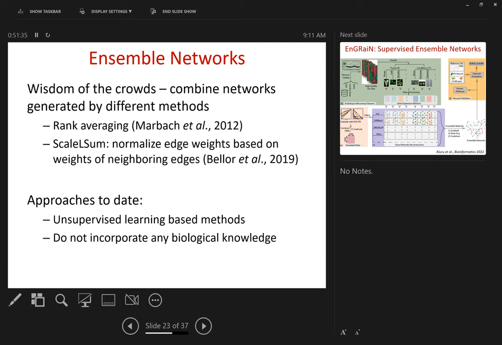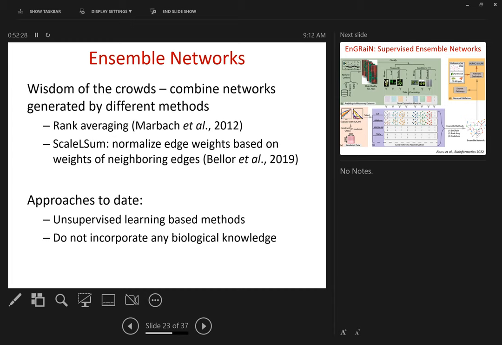There's a more recent study in 2019 by Bellor et al., where they studied 8 different ways of combining these things. And they came up with one method that they chose, called scale L-sum, to give the best results among the 8 that they had done. The way scale L-sum works is that, rather than do the rank averaging and treat all edge weights as the same, because the interaction strengths can vary but they could still be significant, in order to compute the rank of a particular edge, you first normalize the edge weight by looking at the neighboring edges. So if there is an edge between 2 genes, GI and GJ, see all the edges GI is connected to, see all the edges GJ is connected to, look at all of their weights, and then in relation to that weight, you normalize your own weight. So you do that normalization and then you do the rank averaging. And they showed that that gives the best result.